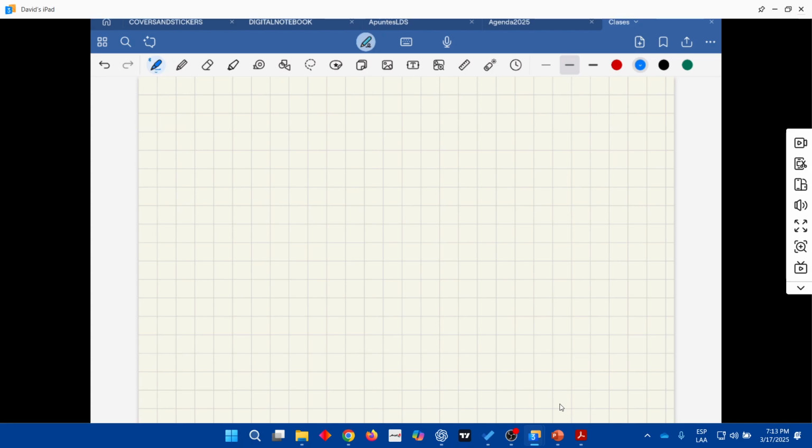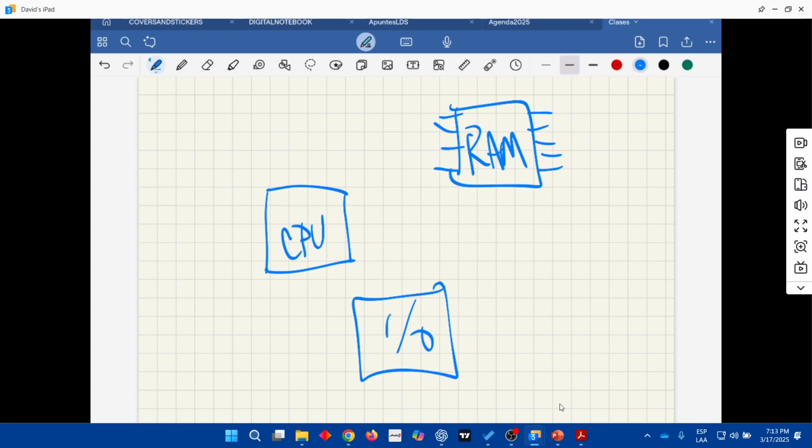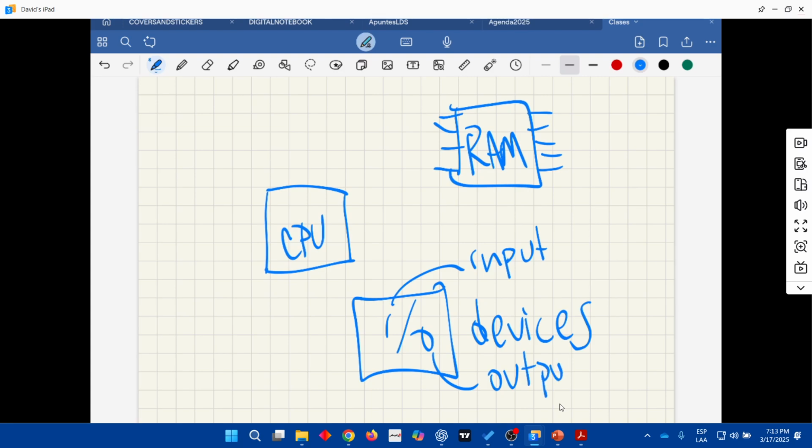As always, I like making drawings. Let's suppose that this is the CPU, and here we have our RAM memory. I'm going to put these pins here. And let's suppose that here we have I/O devices. What is this? Input. And what is this? Output. So what does the CPU do?